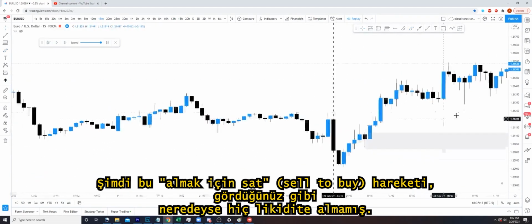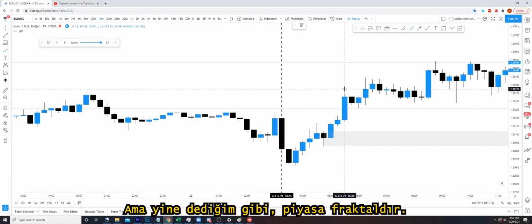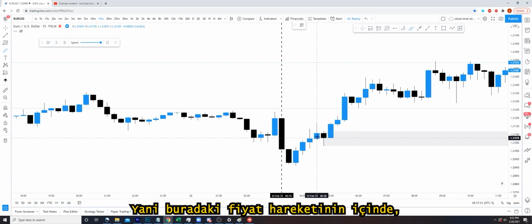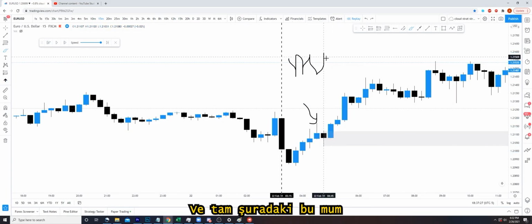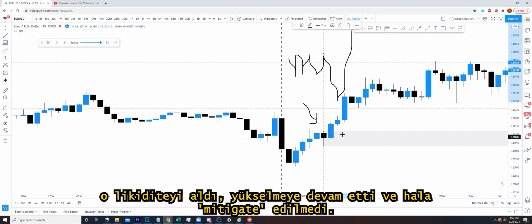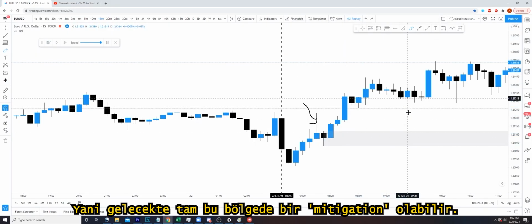Now that sell to buy, as you can see, barely took out any liquidity, but again, like I said, the market is fractal. So inside of this price action here, there was most likely inside of this candle a ton of liquidity that was indeed created, and this candle right here had grabbed that liquidity and continued higher and has still not been mitigated. So in the future, there may be mitigation at this zone right here, okay?